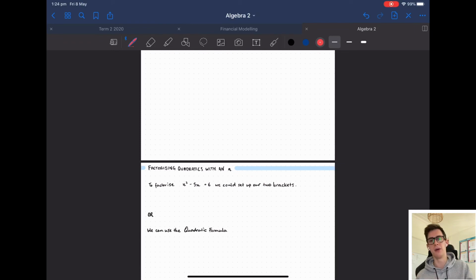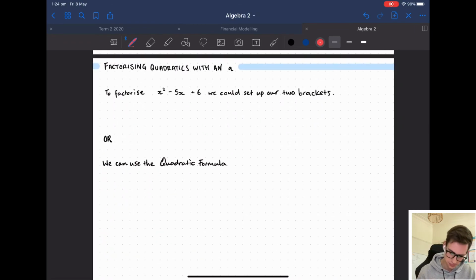Next lesson, we'll be going over factorising when we have a number out the front.